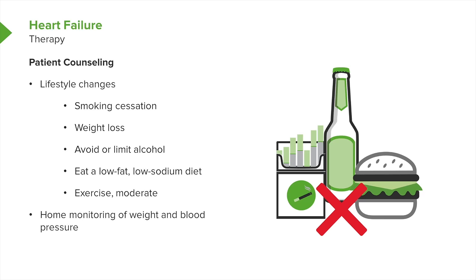Alcohol is a depressant on the heart, so we want patients drinking as little as possible. Smoking has to stop. We want weight control. We want regular exercise. All of the lifestyle things, again, repeated to work with the medicines that we're giving or to work with the interventions, for example, opening up a coronary artery or replacing a heart valve.